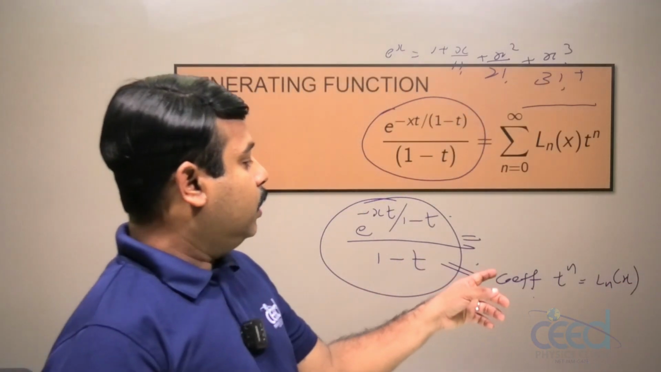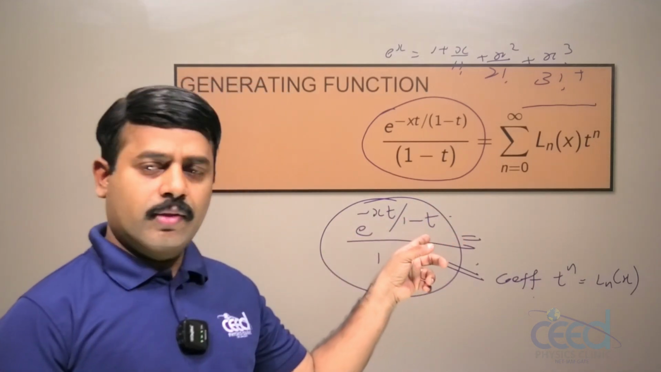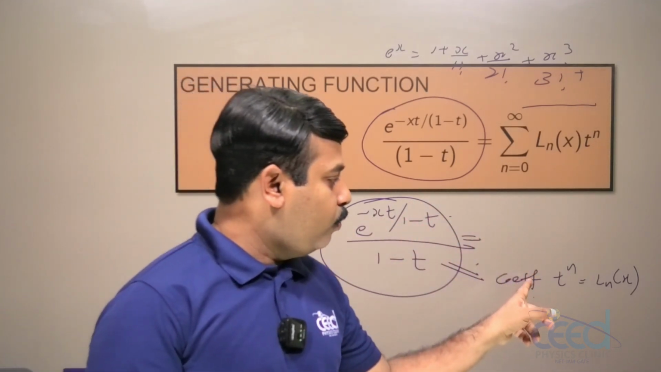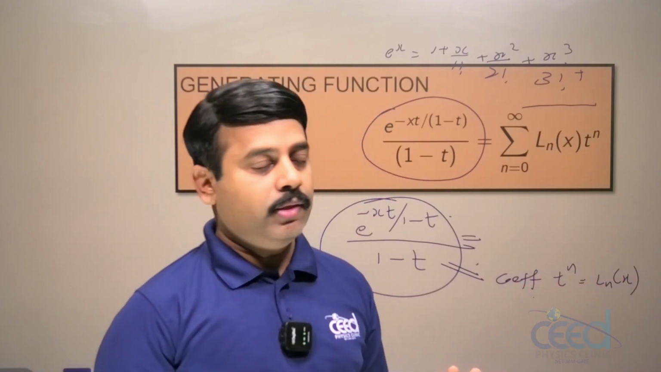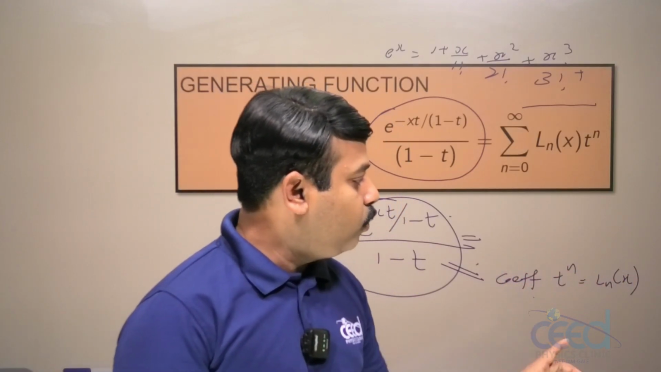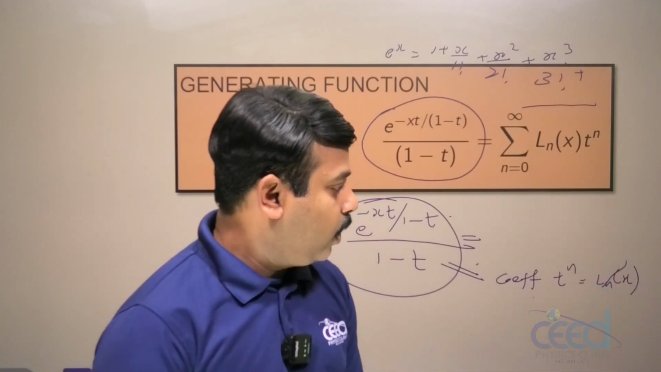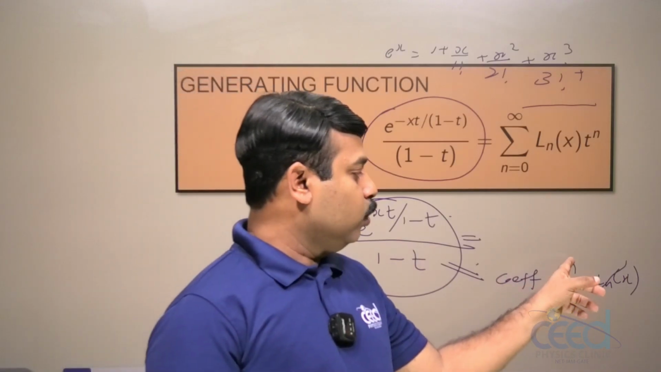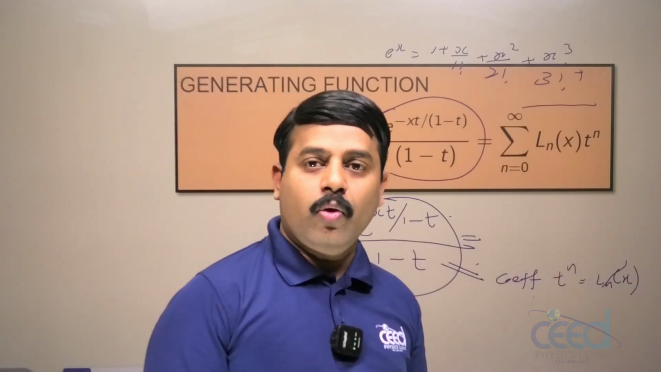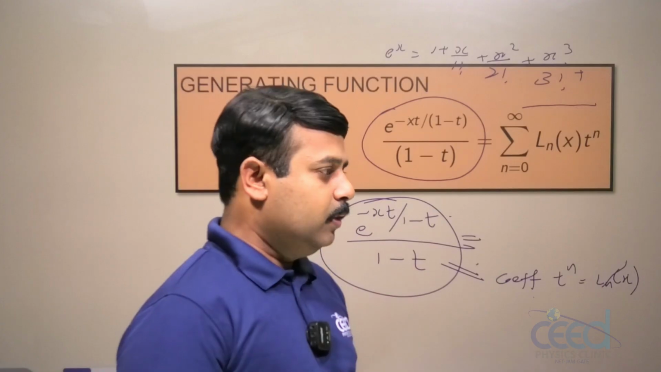Then first you expand this, right? Then the coefficient of t raised to 0 you find, means what you get? L0 of x. The coefficient of t raised to 1 you find, means what you get? L1 of x, right? And the coefficient of t cube you find, means you get L3 of x, right? That is the method. So let us see.